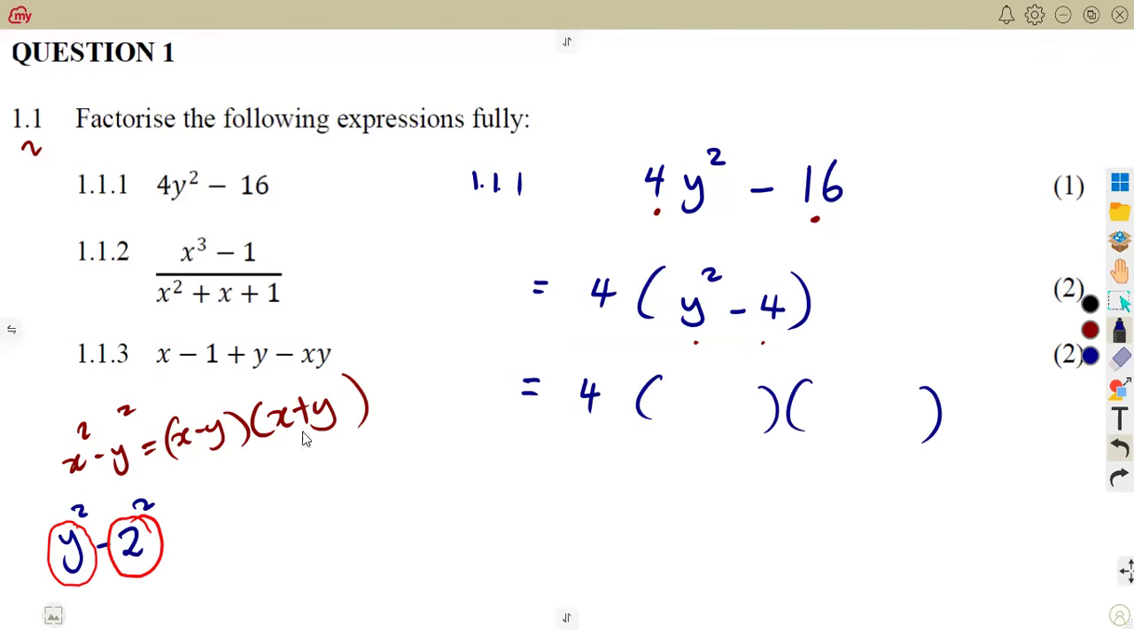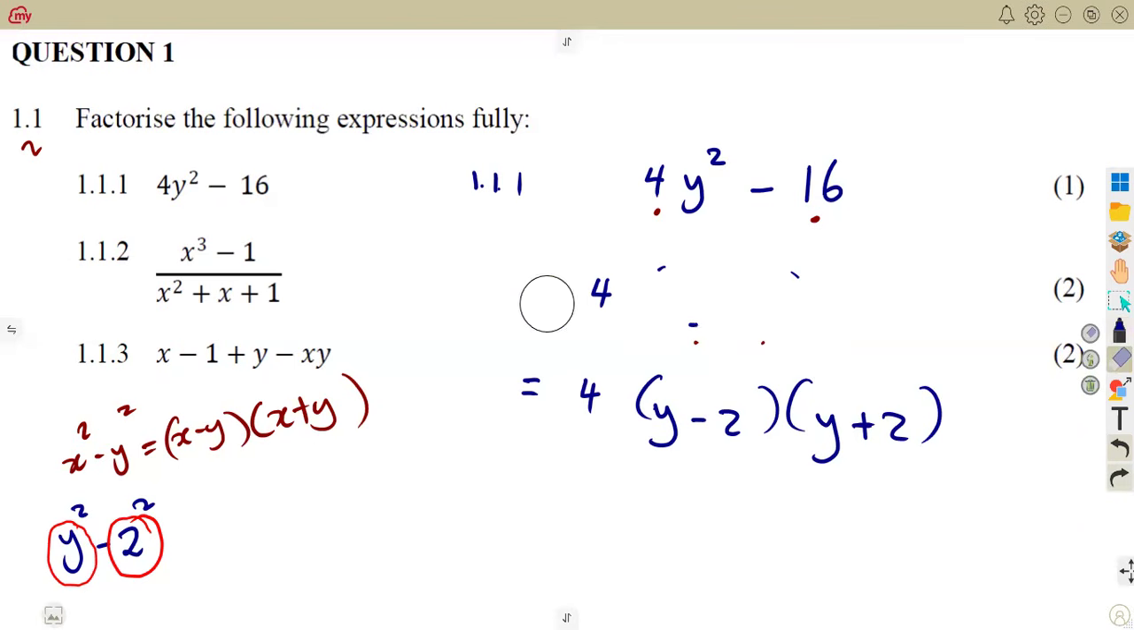We are going to have 2 brackets. The square roots of these numbers, so it is going to be y minus 2 in one bracket. Another bracket, it is going to be y plus 2. We have a difference of 2 squares at the end. So this is what we have. And you can see that there's nothing common in these 2 brackets. So this is factorized completely.